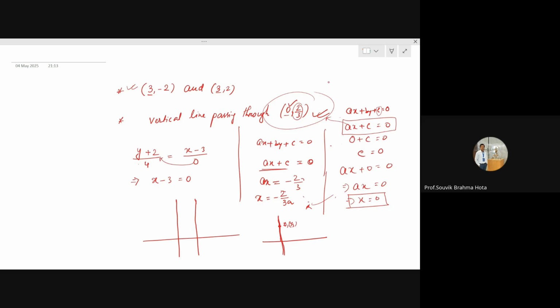But while seeing this coordinate, it is quite difficult to imagine how this line could be, isn't it? 0 comma 2 by 3. How could this be passing through? So maybe it is passing through the y axis itself. If it is passing through the y axis, then it is possible. Then every value of x should be 0, and every value of y should be there. Correct? Okay.